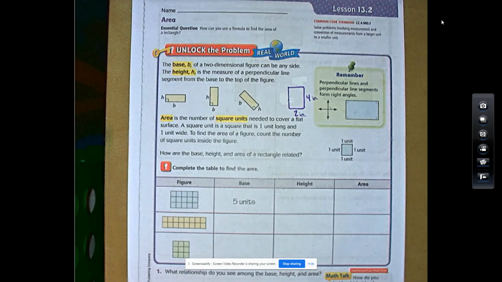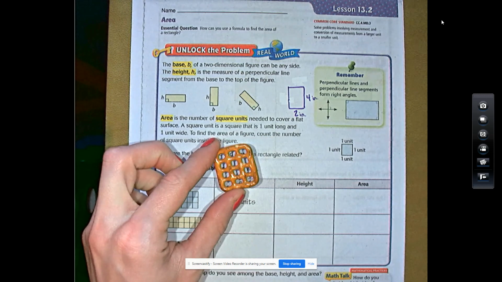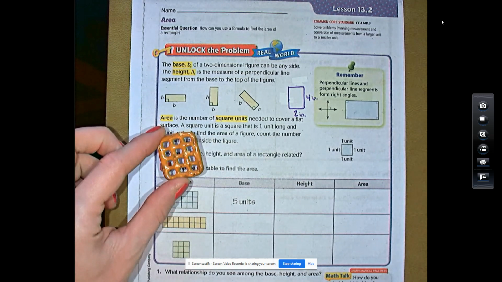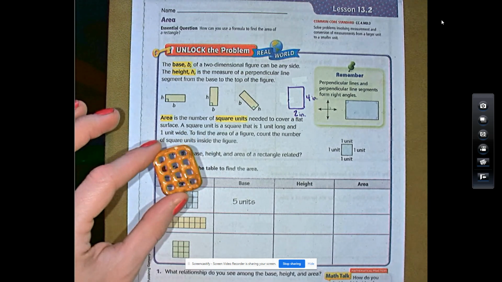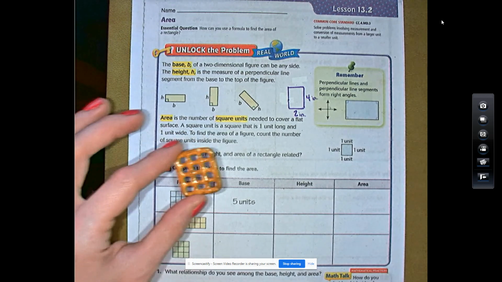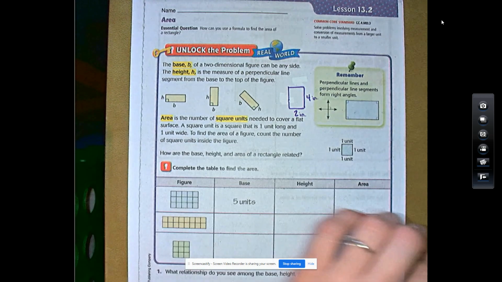I have these little pretzel squares. You can do it with anything that's square. Anything you have at home, you could cut out paper squares, or you could just use your textbook like normal. It's just something fun if you have this stuff at home. Don't go to the store, okay?